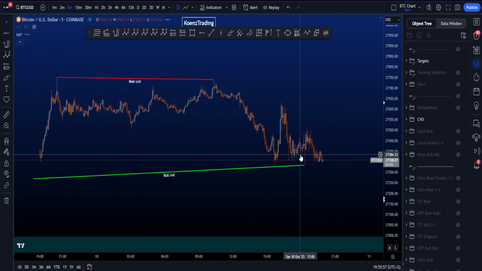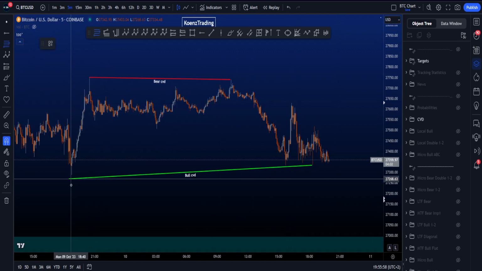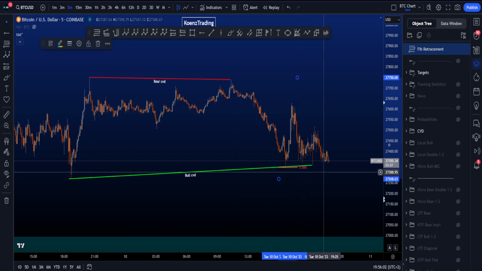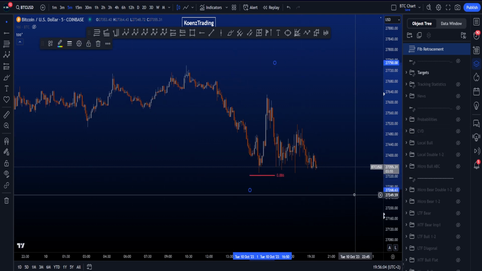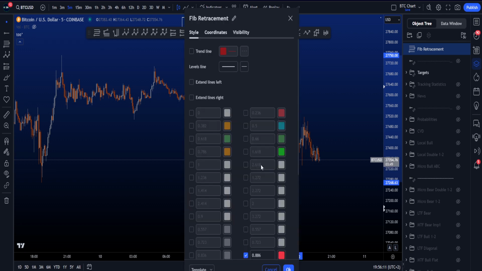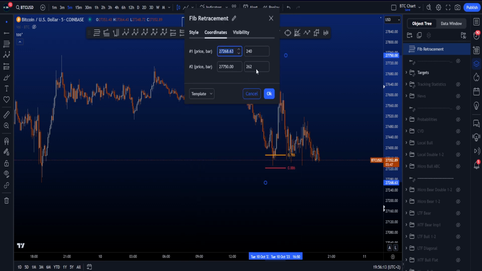And if I pull a Fibonacci from the low over here to the high, then what you can see is that price has been very, very close to hitting this 886. Of course, it is not bullish for price to range so close to the 886 and on top of the 786 for such a long time, right?